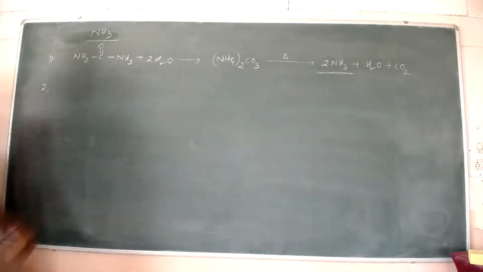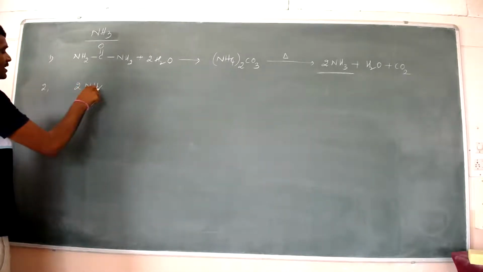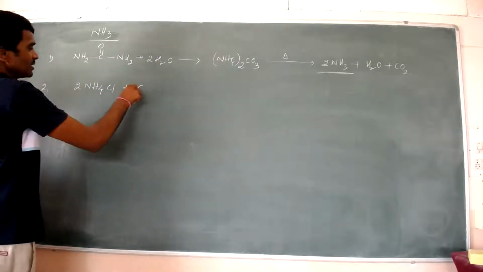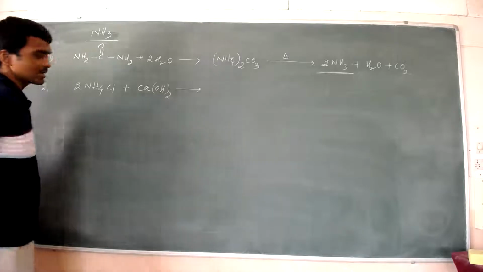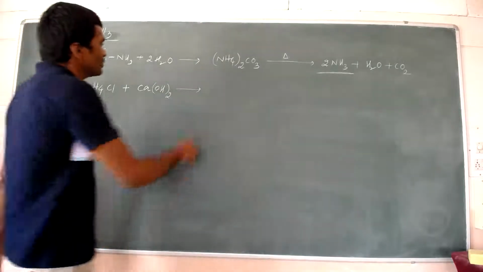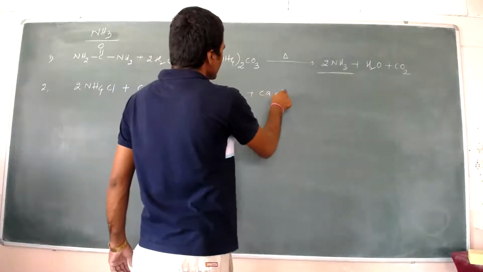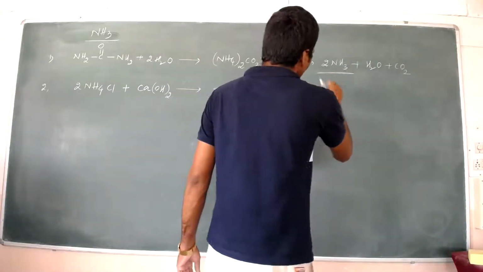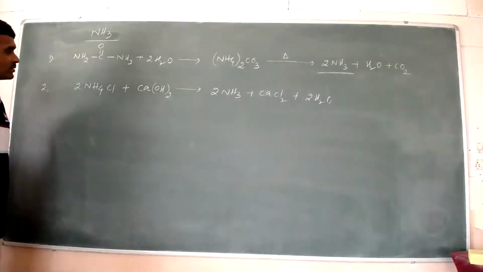The second preparation: ammonia we can prepare from ammonium chloride, NH4Cl. Ammonium chloride reacts with calcium hydroxide, Ca(OH)2, forming 2 moles of ammonia plus CaCl2, calcium chloride, plus 2 moles of water. So this is the preparation of ammonia from ammonium chloride.